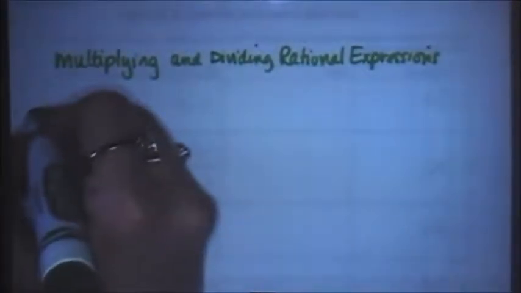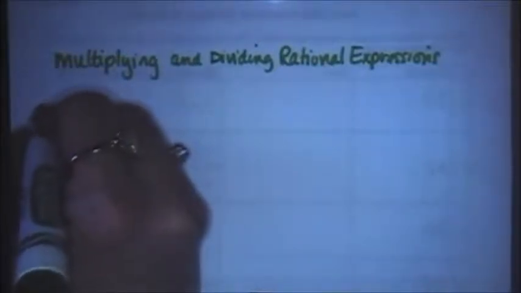We're going to be multiplying and dividing rational expressions. A rational expression is a fraction that happens to have variables involved. One of the most important things that you need to know about rational expressions is that in order to multiply and divide them, you must factor. So let's get an example here.